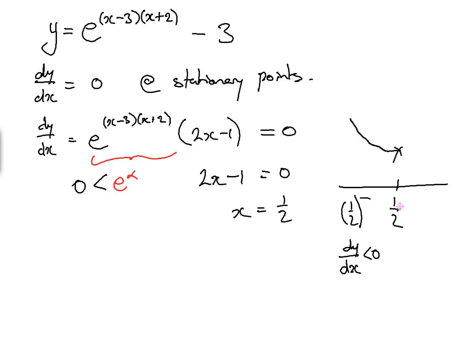We know it's 0 at x equals a half, so what happens at slightly more than a half? Well, if x is more than a half, then this expression is positive, and this expression is positive. So my dy by dx is also going to be positive, and so the curve is going to go upwards. So what type of point is this? This is a minimum point.